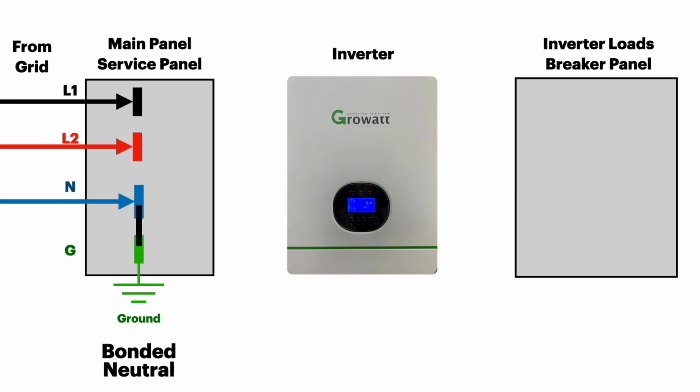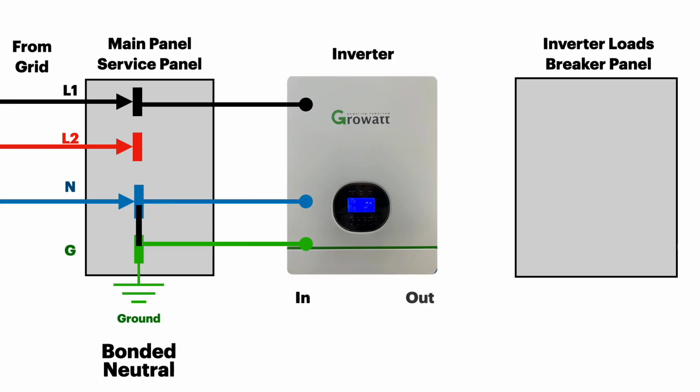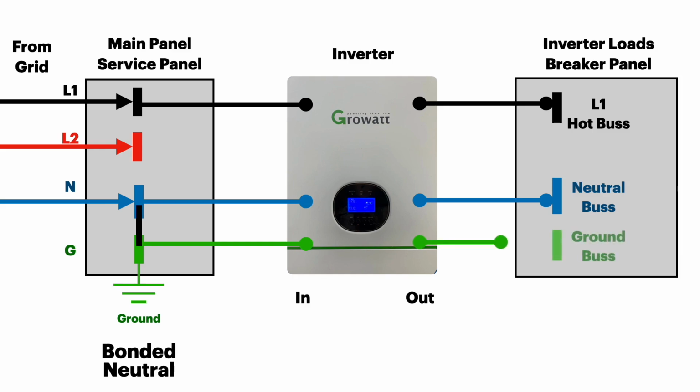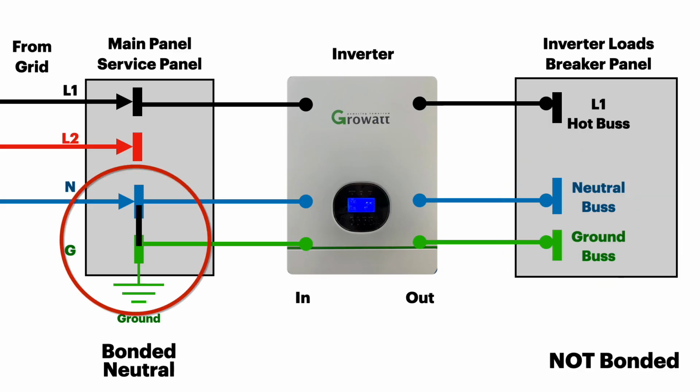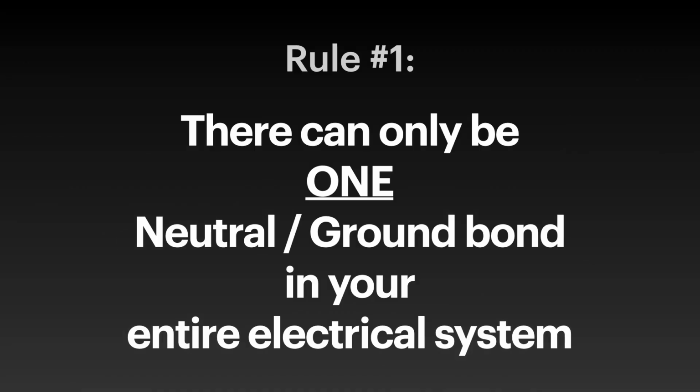So now we're going to feed power from the main service panel over to the inverter. We're going to just send a line 1 and a neutral and also the grounds. Then we're going to come out of the inverter with a line 1, the neutral, and the ground and feed our breaker panel. That breaker panel is not bonded because we already have our bond over on the main panel. And again, our rule is we can only have one bond in our system.